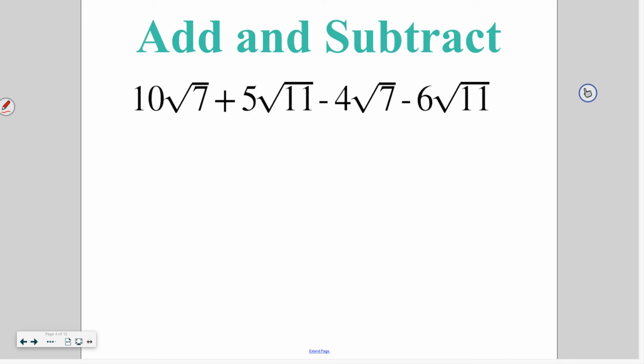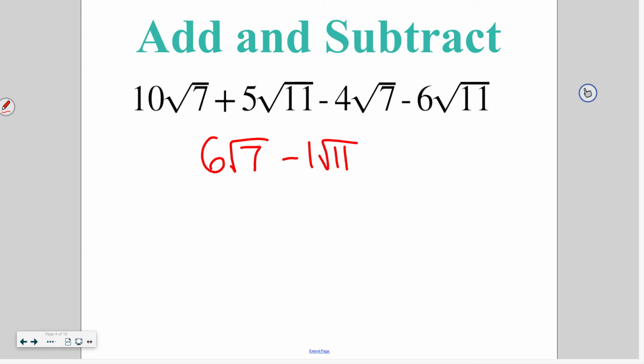So for example, if I have 10 square roots of 7 plus 5 square roots of 11 minus 4 square roots of 7 minus 6 square roots of 11, I'm going to look at my square roots of 7 first. I had 10 of them. I'm taking away 4. That gives me 6 square roots of 7. 5 square roots of 11 minus 6 square roots of 11 is negative 1 square root of 11.